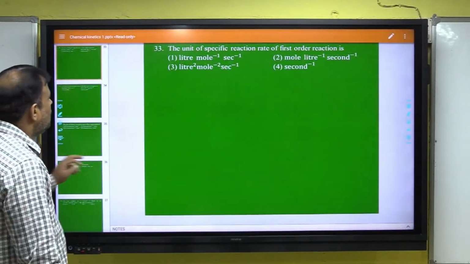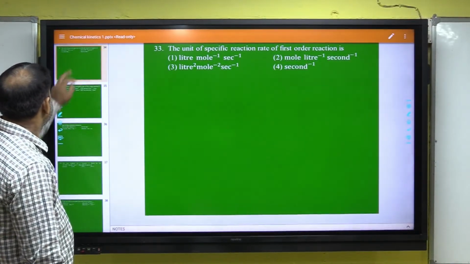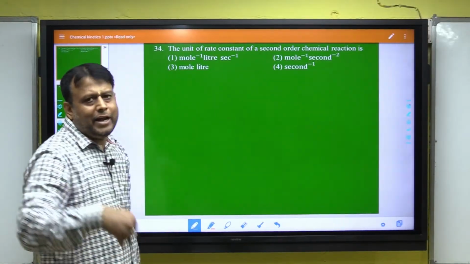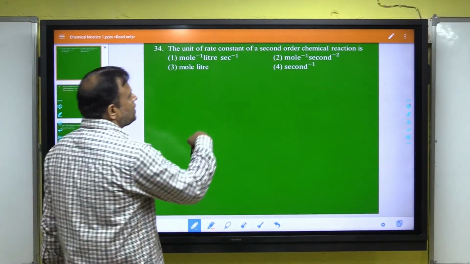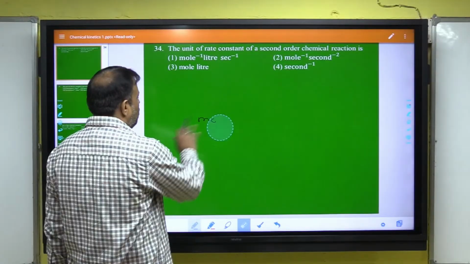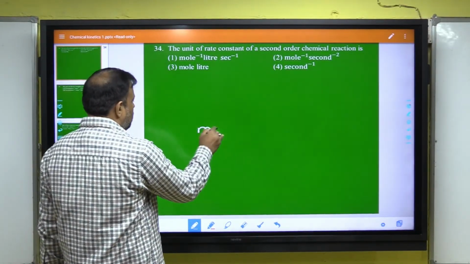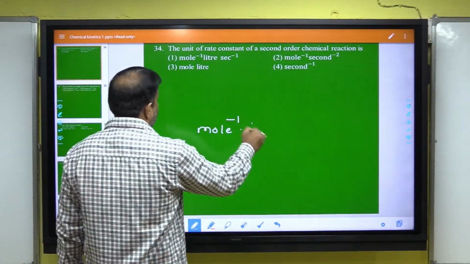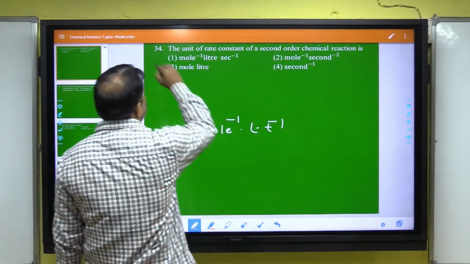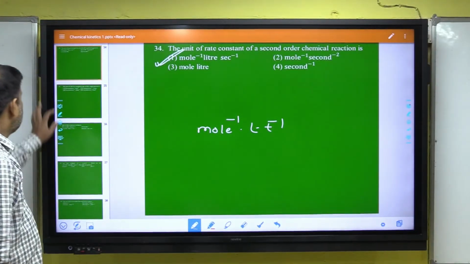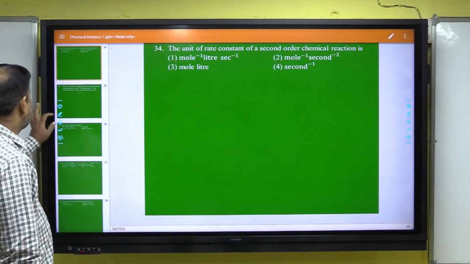Next, 34. The unit of rate constant for second order. Again, for second order, mole inverse liter into time inverse, mole inverse liter into second inverse. Option number first.